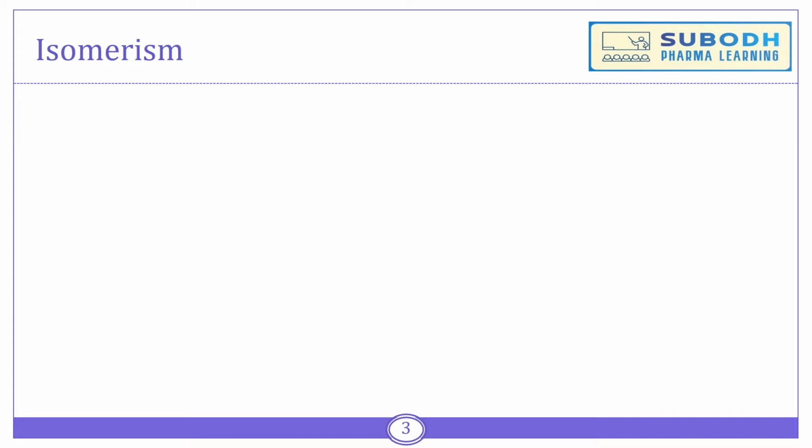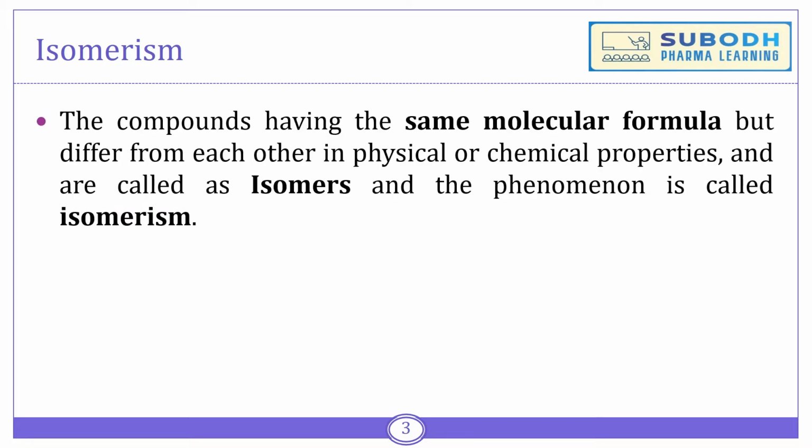In chemistry, many times you will observe that many compounds have the same molecular formula but different physical or chemical properties. These compounds are called isomers of each other and the phenomenon is called isomerism.